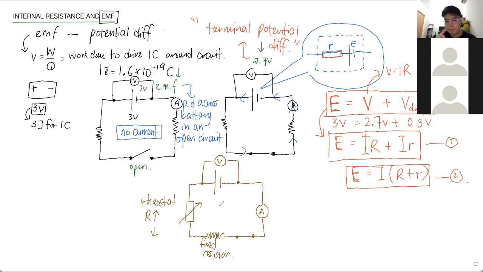So at the minimum, maybe you attach a 2 ohm resistor here. So no matter how you decrease the rheostat resistance, there is still a base of 2 ohm in the circuit. Even though you decrease all the way down to no resistance, you still have 2 ohm in the circuit. So this will prevent the short circuit. Okay, so the fixed resistor here is to prevent short circuit.